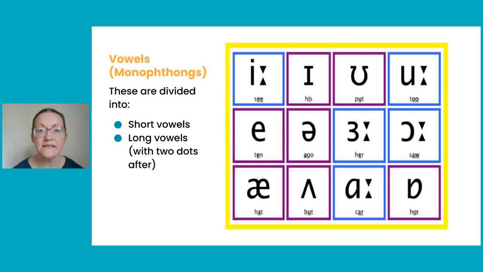The next one, the word is put, so the vowel is okay, you can feel it right down here. The next one, we have the example word to, so the sound is oo. Again, we have the dots, so it's nice and long, oo.